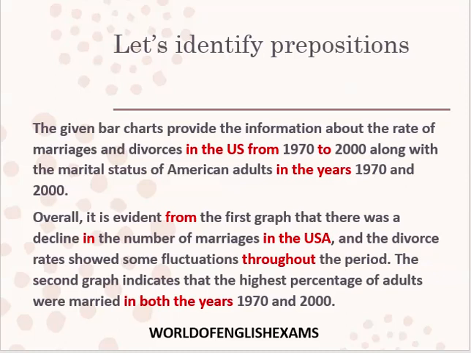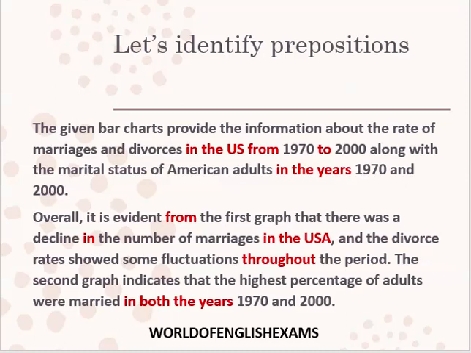So let's see this. The given bar charts provide the information about, so this is also a preposition, about the rate of marriages and divorces in the US. Here this in is a preposition. From 1970 to 2000. So from and to are also prepositions. Along with the marital status of American adults in the year. So in is a preposition here. If you carefully observe, I have highlighted it in red so that when you observe, immediately you should be able to identify the prepositions. So in the years 1970 and 2000.